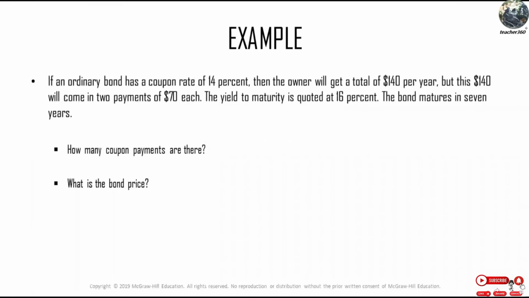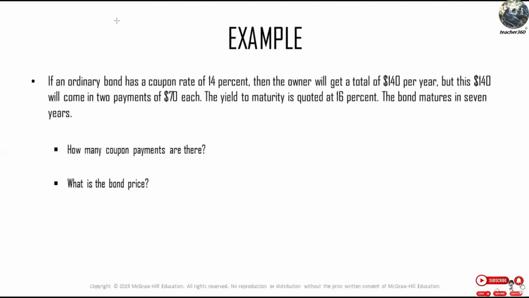Here is an example for more understanding. If an ordinary bond has a coupon rate of 14%, then the owner will get a total of $140 per year. But this $140 will come in two payments of $70 each. The yield to maturity is quoted at 16%. The bond matures in 7 years.